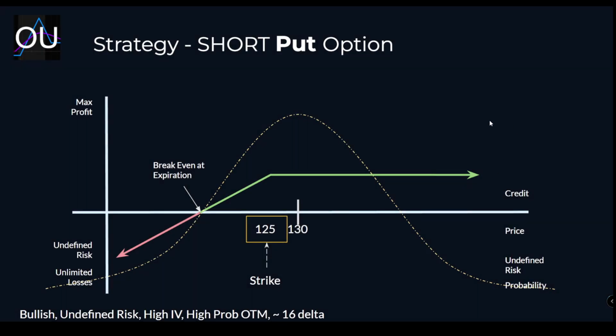So let's look at the short put option, same thing, other way. We're expecting a bullish trade, undefined risk, high implied volatility. We look for a high probability of being out of the money, like 84 to 90% out of the money at expiration. We want about a 16 delta, meaning we have a 16% chance of it being in the money.